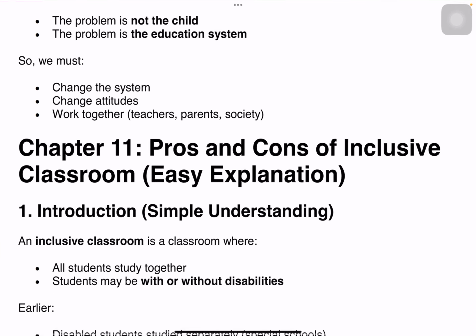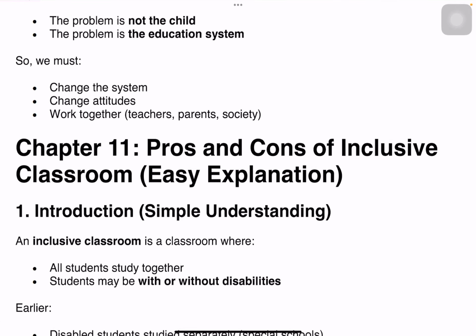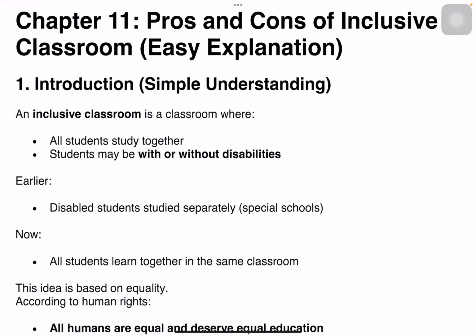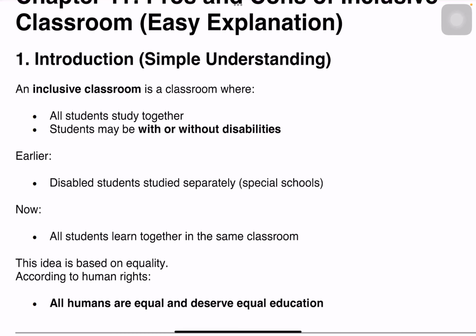Chapter number 11: Pros and Cons of Inclusive Classroom. Introduction: an inclusive classroom is a classroom where all students study together. Students may be with or without disabilities. Earlier, disabled students studied separately in special schools. Now, all students learn together in the same classroom.